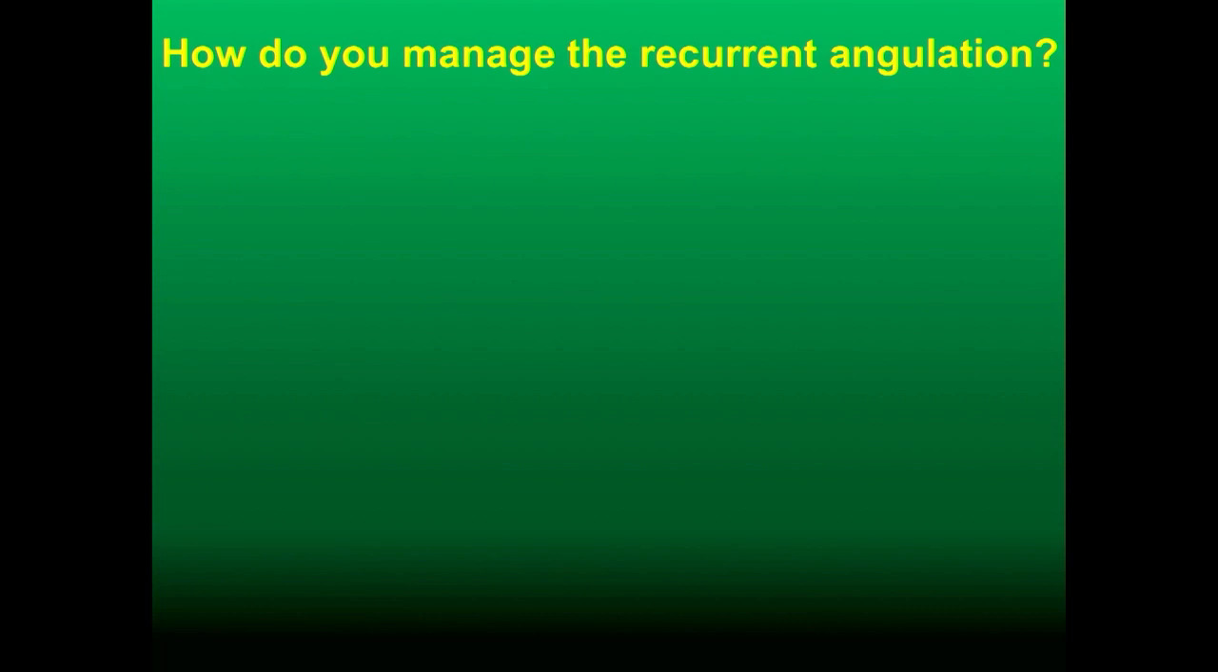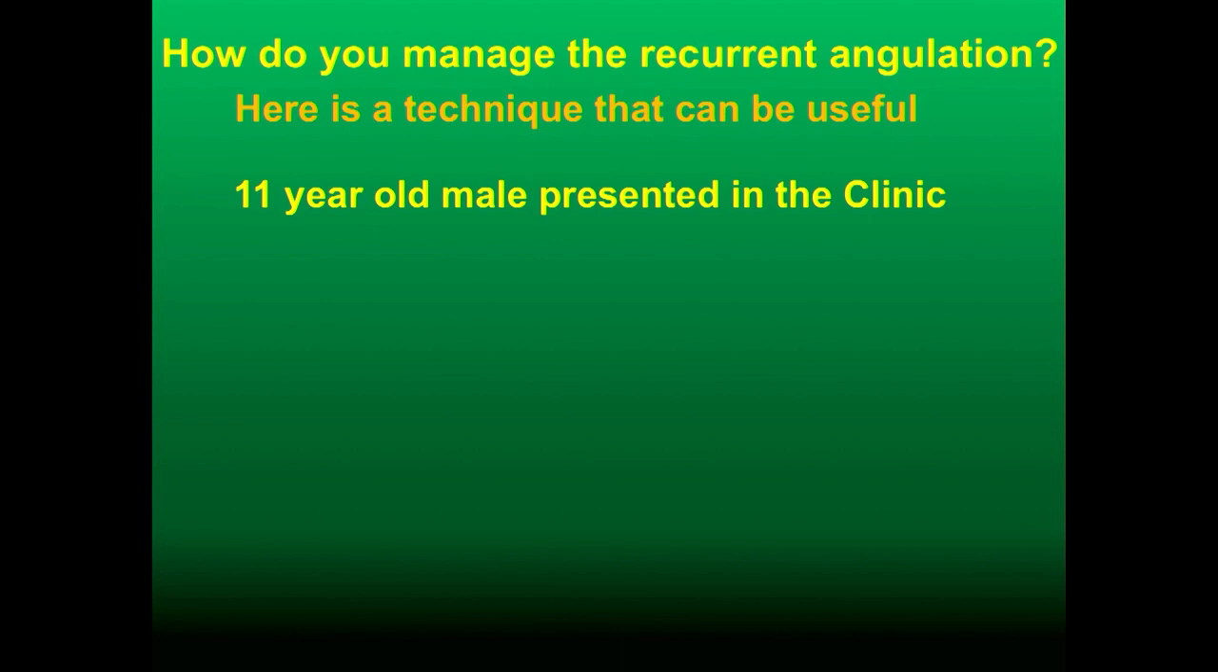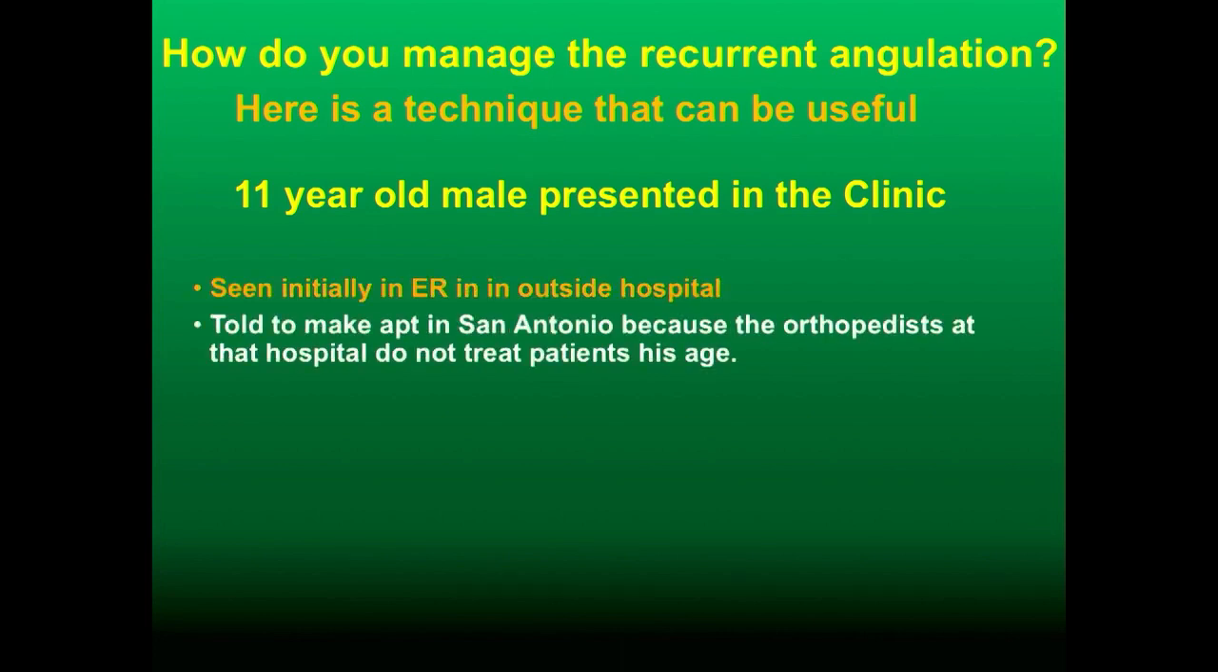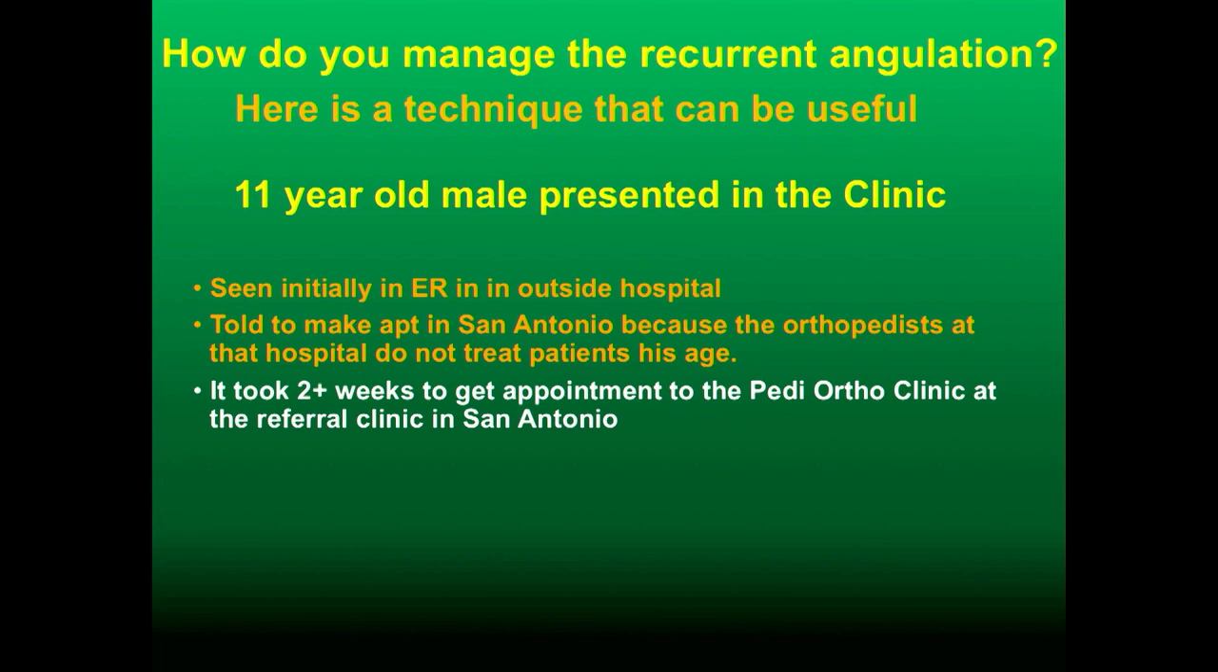All right, suppose a patient comes in. Here's a technique that can be useful. An 11-year-old male presented in the clinic, seen initially in an outside hospital, told to make an appointment because the orthopedists at that hospital do not treat patients of that age. It took 2 weeks to get an appointment at the clinic in San Antonio. And what do you see there? This patient is 13 years old. And he's going to be good in sports.